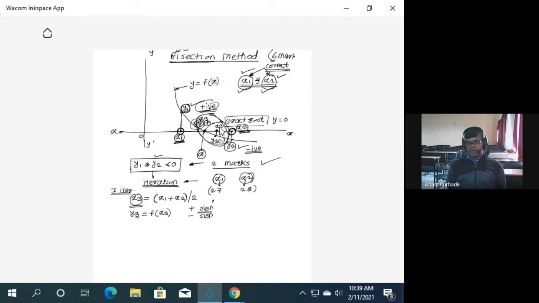In detail means, write down the given data as it is. Once you write the given data, it is very important to cross check that the given data is correct as per your problem statement or question paper. Once you confirm, find y1, y2, then check its conversion condition. If the product is less than 0, write on one line that it is less than 0, so the root lies between x1 and x2. Then go for iteration.